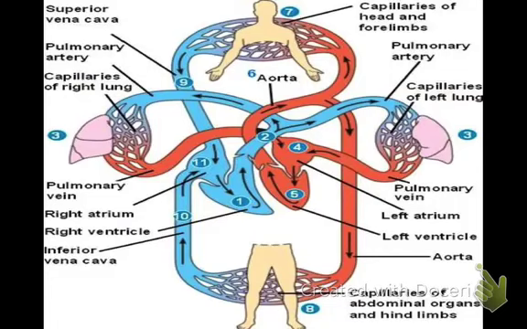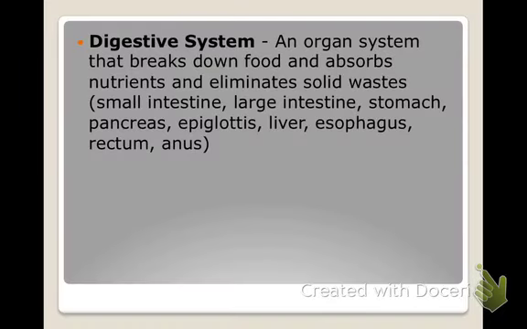Next system is the digestive system. So this one is all of your favorites. That's the one that allows you to eat all your favorite foods and breaks them down. So it's an organ system that breaks down food and absorbs nutrients and eliminates solid waste.